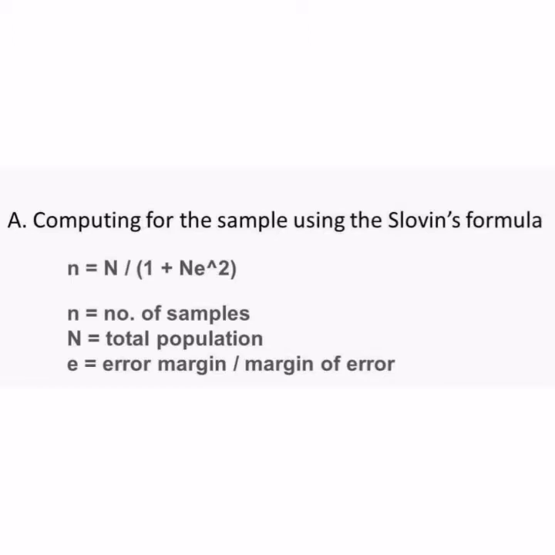First, we have to take note that we're using this in order for us to determine the sample size of the population to be used in our quantitative study. So it is written this way: n equals N over 1 plus Ne squared, where n is the number of samples, N is equal to the total population, and e is the error tolerance or the margin of error.